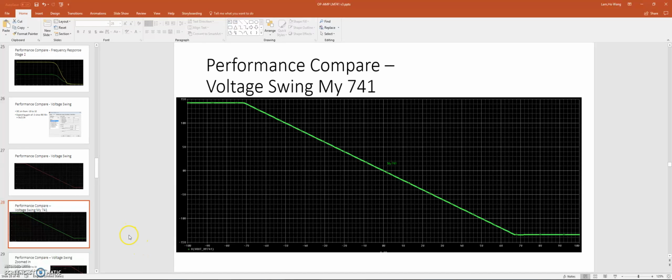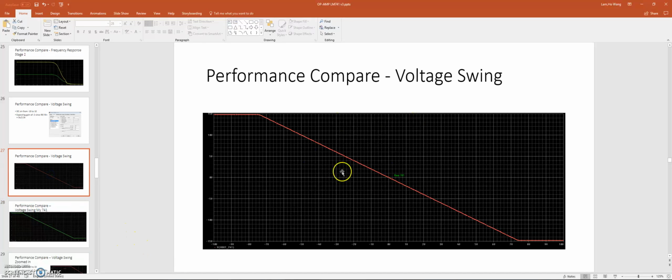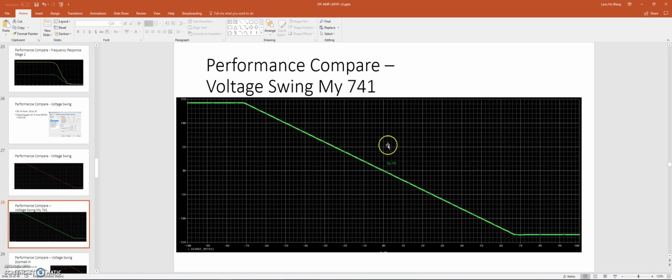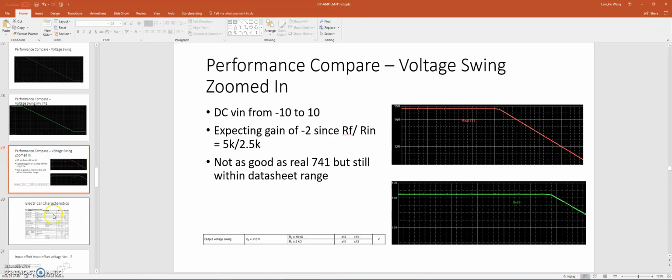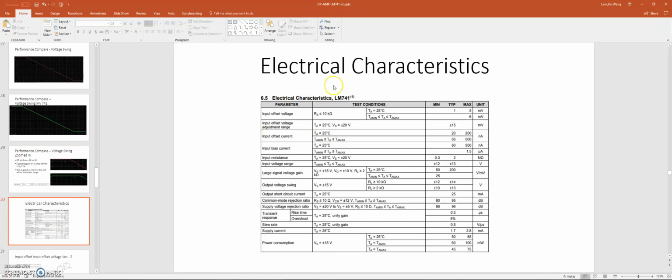Okay, let's continue from part 1. So here we have the voltage swing from the DC sweep from the actual 741, and this is my reconstructed one. Here is the side-by-side comparison. So again, DC Vin from -10 to 10, expecting a gain of -2. And comparing it to the datasheet, we're still in the range. This should be around plus or minus 14. So we're still in the range. And then let's go into electrical characteristics.